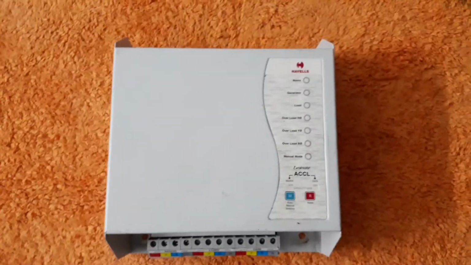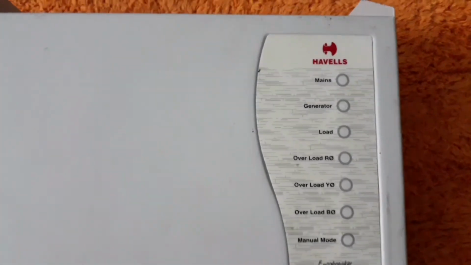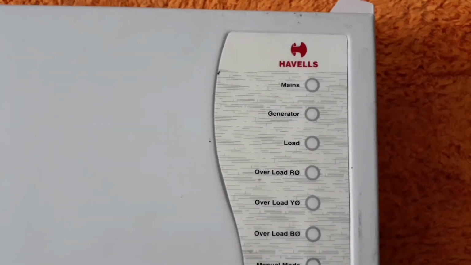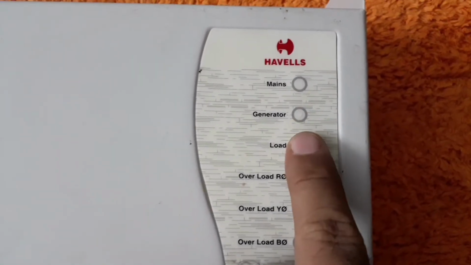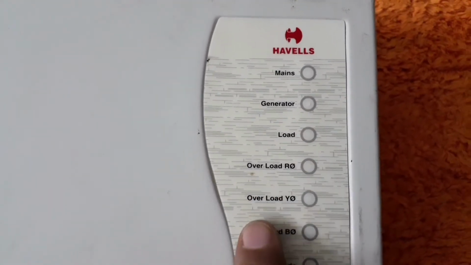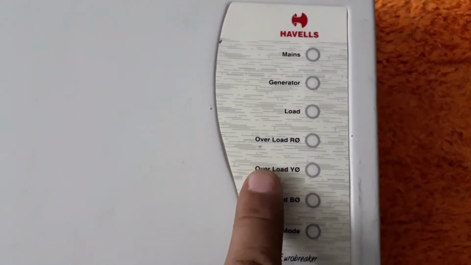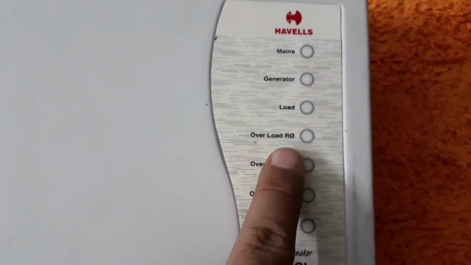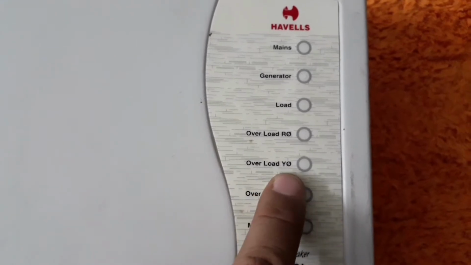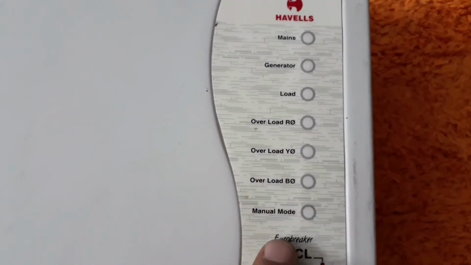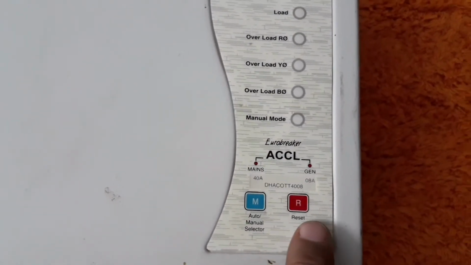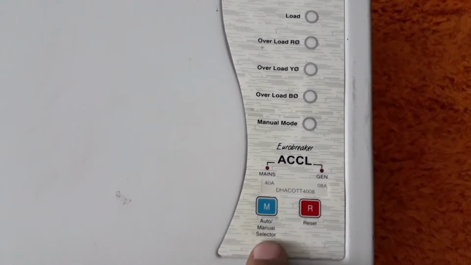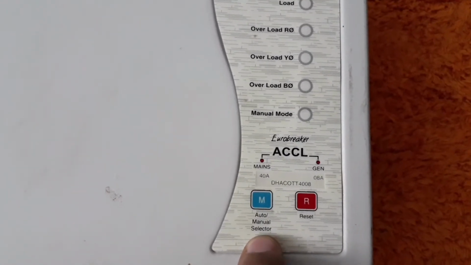Here, if you can see the control, there is an indicator for mains, generator, and load. Since this is a three phase ACCL, we have overload indicators for the red phase, yellow phase, and blue phase, and then there is an indicator for manual mode. Here we have two switches, one is reset and another is a manual auto selector.